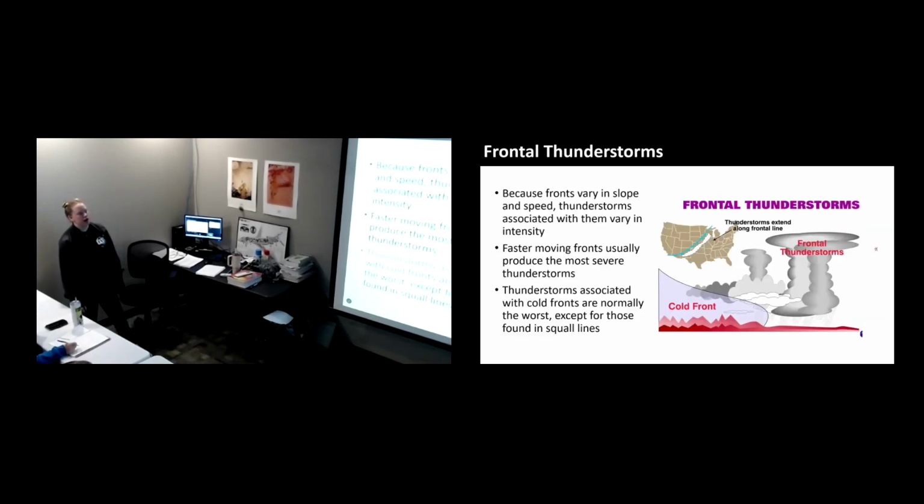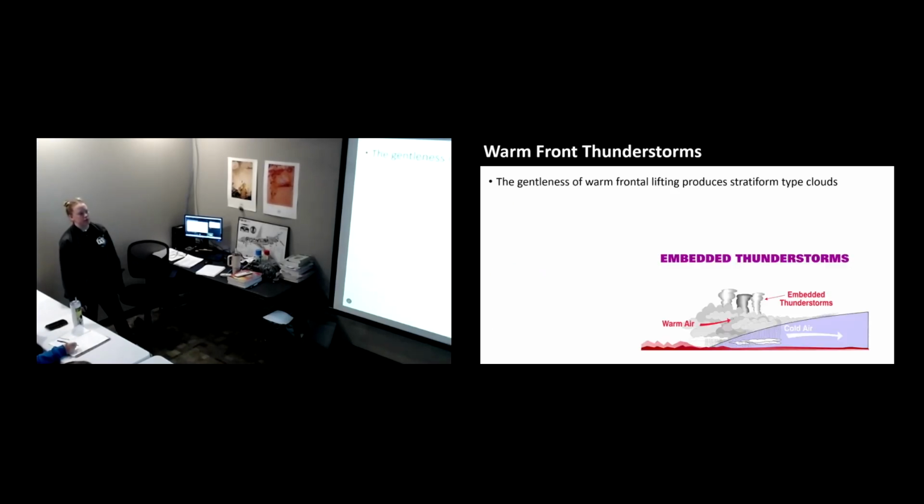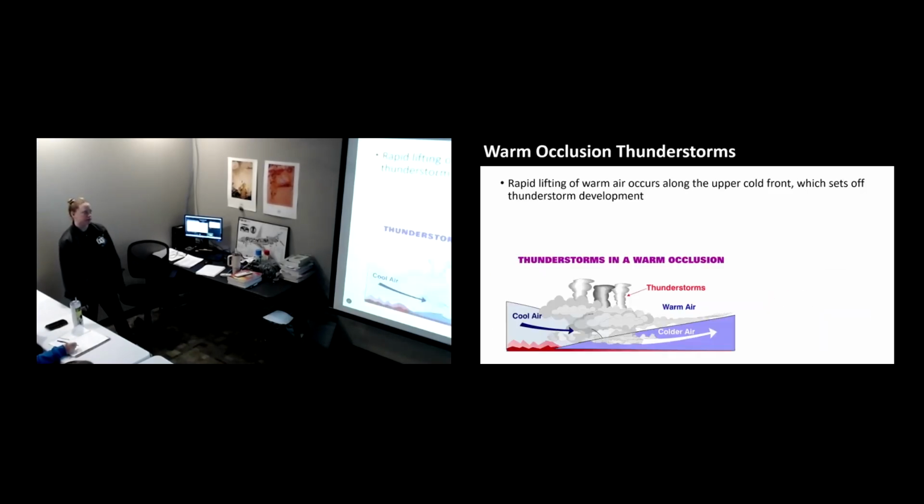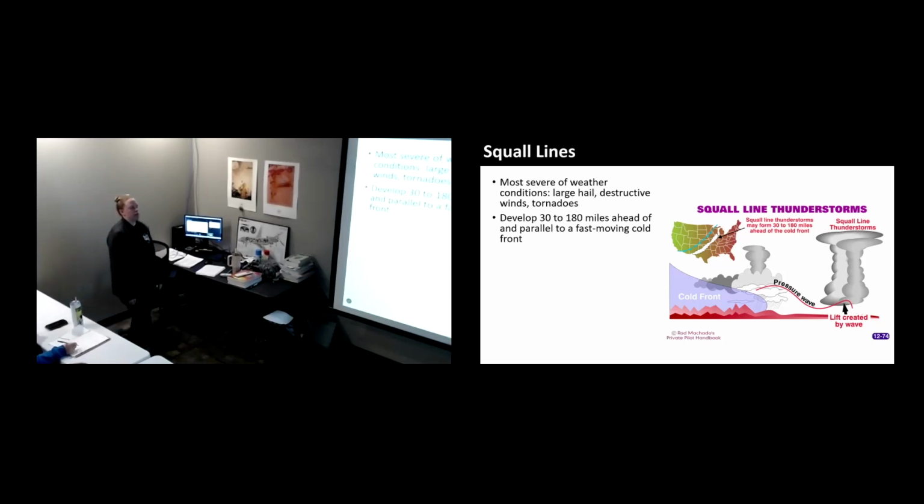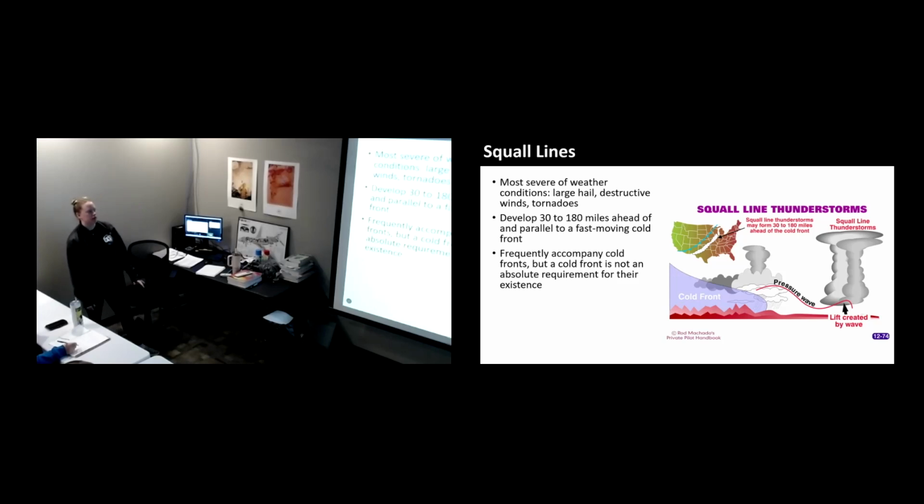This is just how different thunderstorms form. You will never be quizzed on this. They are all the same. Squall lines are the same thing, associated with tornadoes as well. They develop 30 to 180 miles parallel to a fast moving cold front. Talked about that.